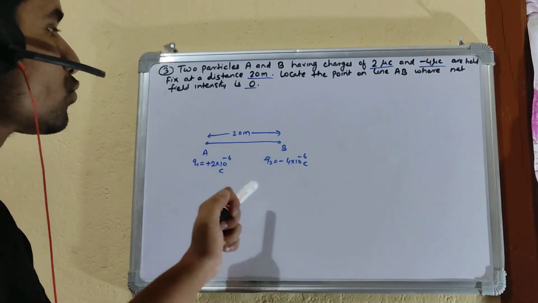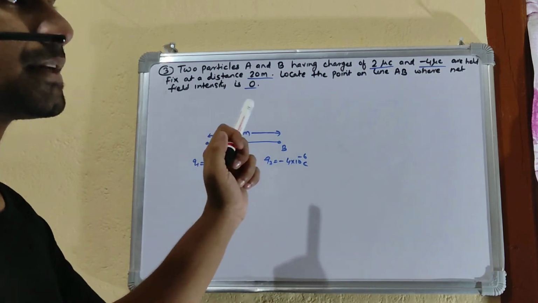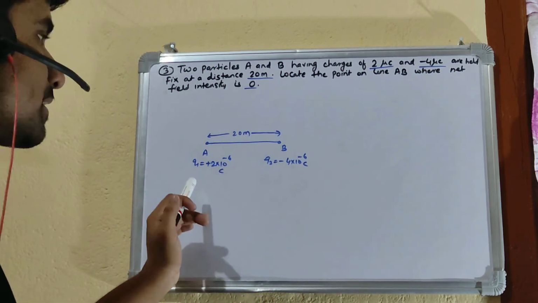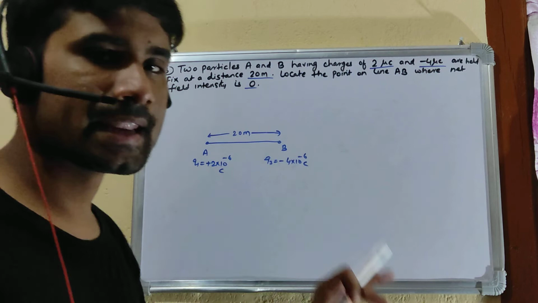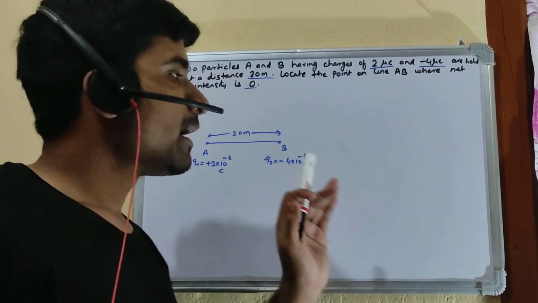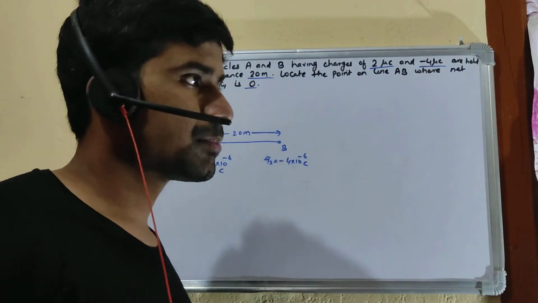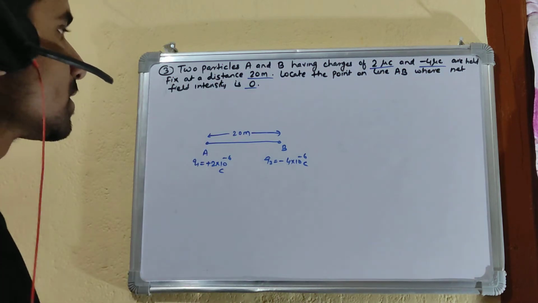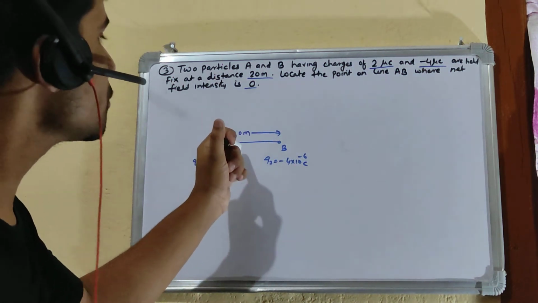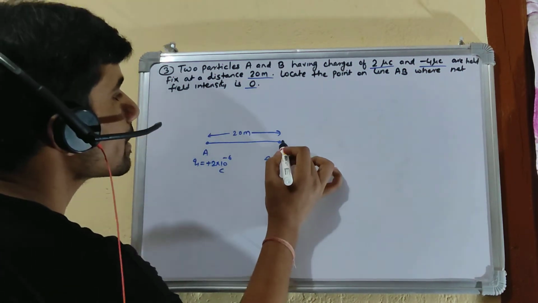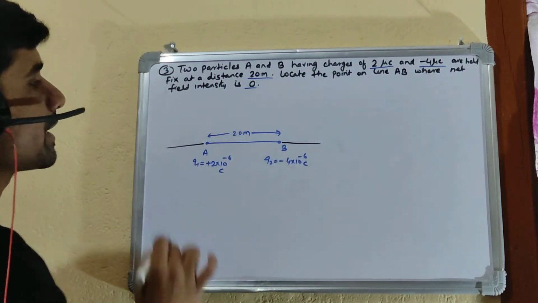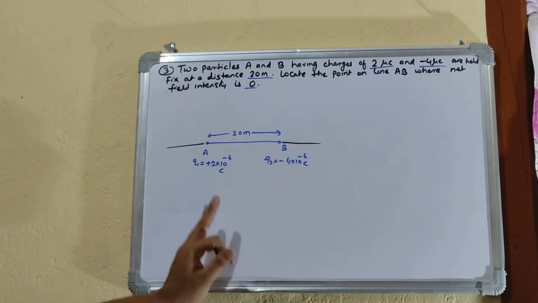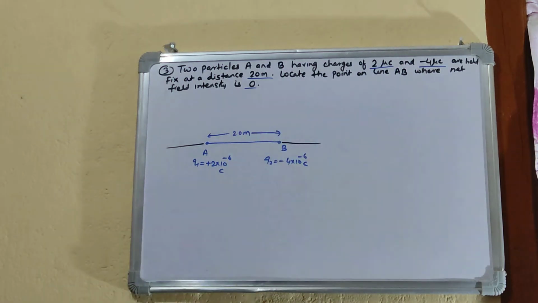You notice that these two charges are of opposite signs, right? One is positive, another is negative. Both are unlike charges. I need to find at which point on this line AB, this line AB can extend in both the directions, at what point the electric field intensity will be 0.